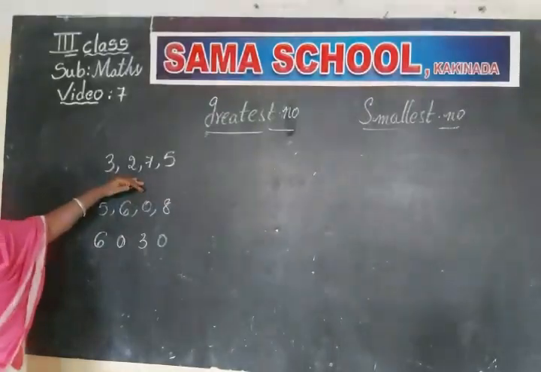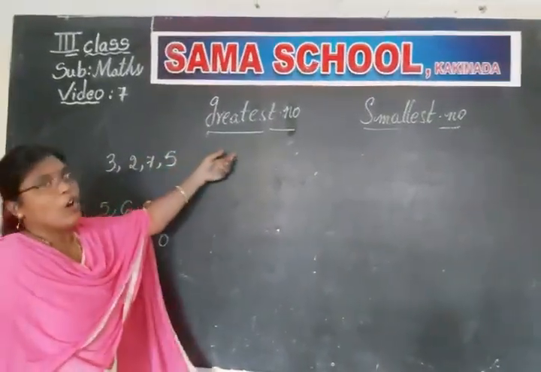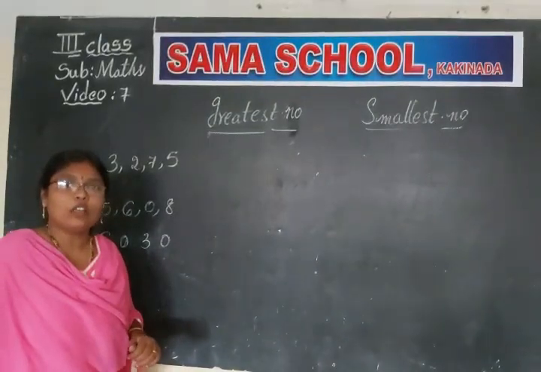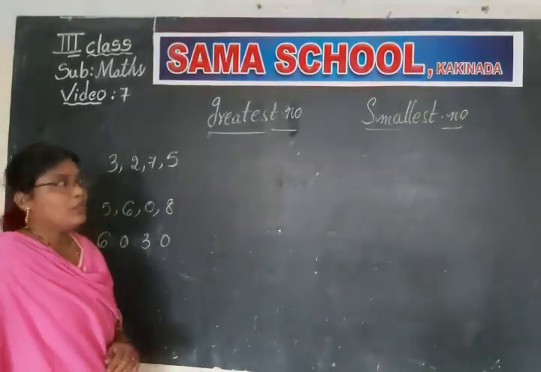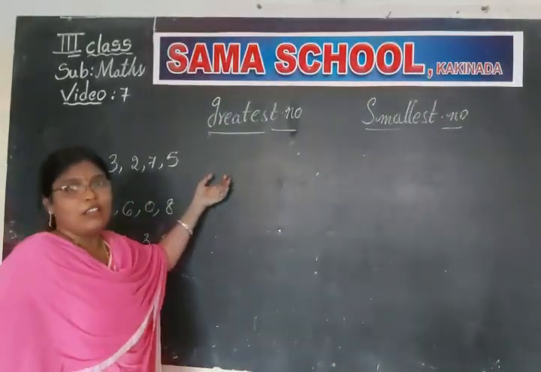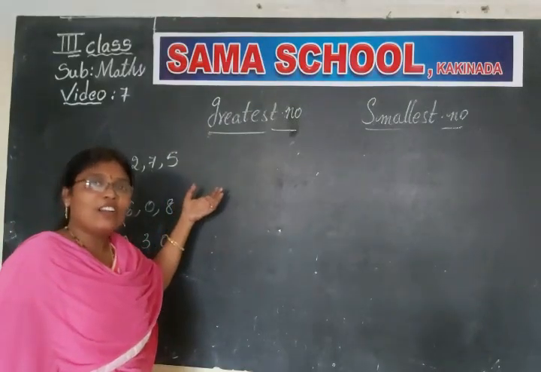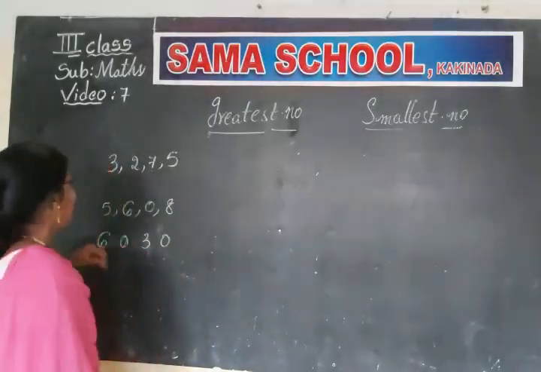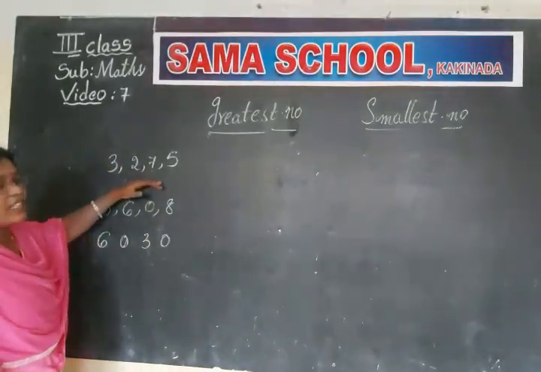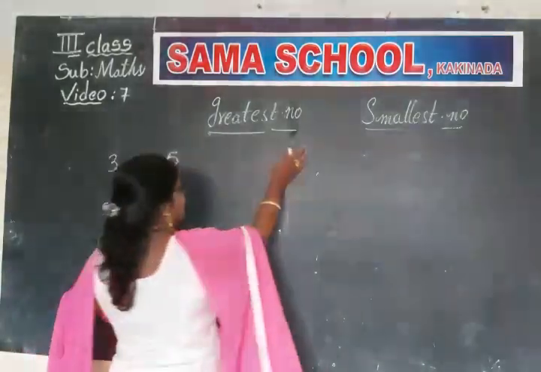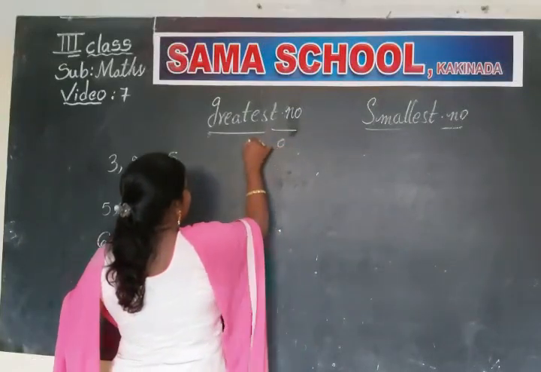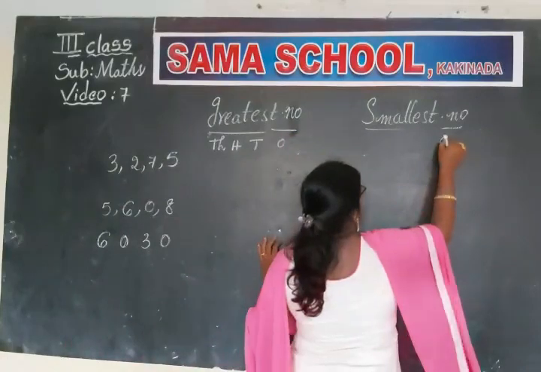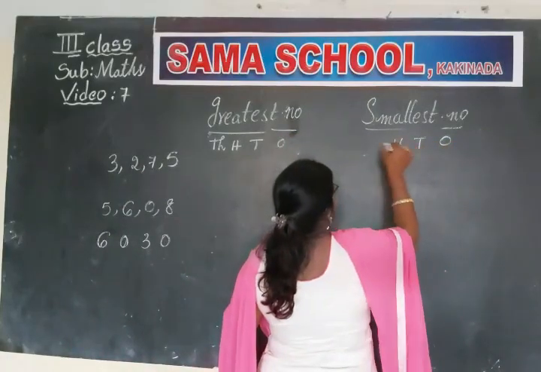See children, to form greatest number, which order to be followed? Descending order. What is descending order? Biggest to smallest. Come on, see, arrange these digits from biggest to smallest. First you have to write the place values. Don't forget to write the place values, children, as it is very important.